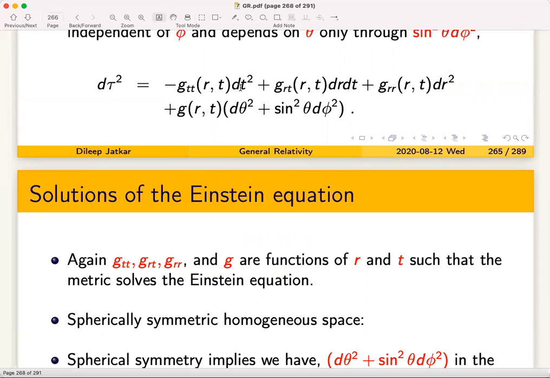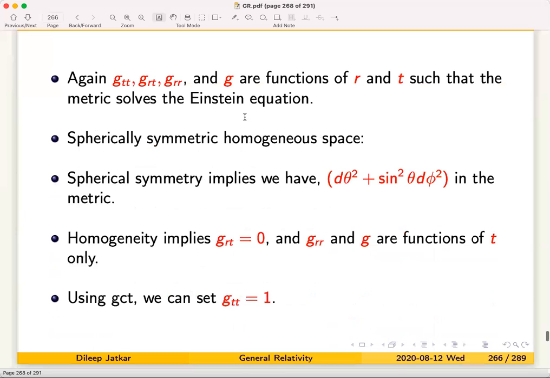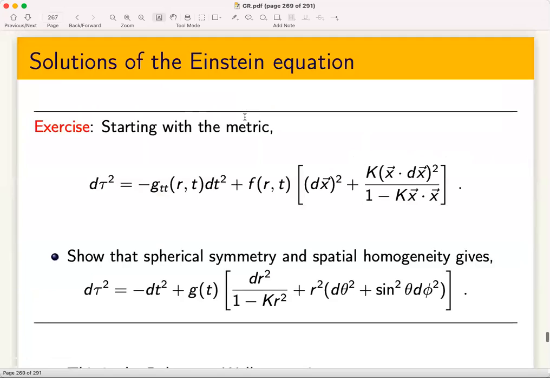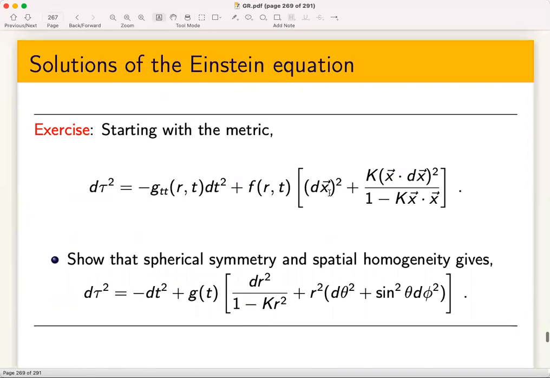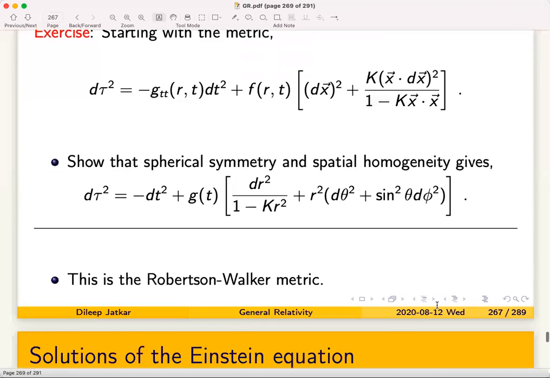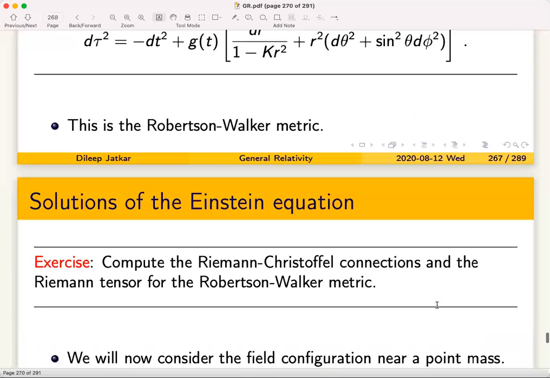They would transform all these functions into functions of t prime, but putting primes on that makes no difference. Therefore, we will just assume that the new coordinates are just coordinates t, and we just set GTT equal to 1. In the end, we get a metric which takes this form. The spherical symmetry of the subspace tells us that we could write down the metric in this particular form for the spatial part, and you can choose a polar coordinate system to write down the metric in this form. So this is the famous Robertson-Walker metric.